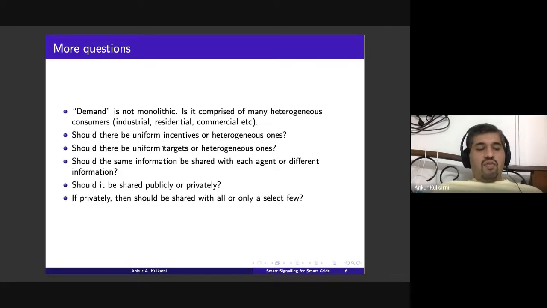Okay. Since you are communicating some amount of information with the demand, should the same information be shared with each agent of the demand, or should you be sharing different information? If you are sharing the same information or different information, should that be done publicly or privately? If it is to be shared privately, then should it be shared with all or only with a select few? All of these questions arise.